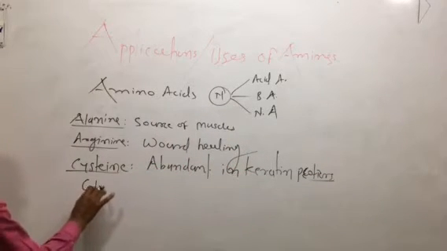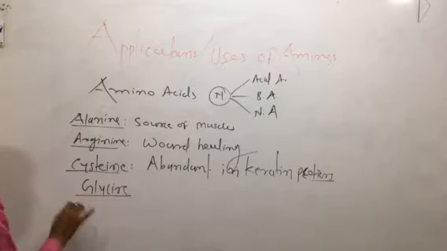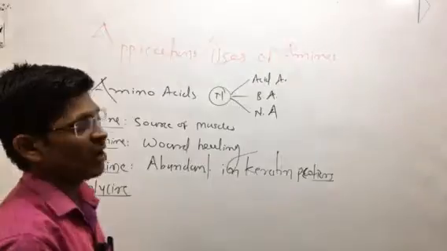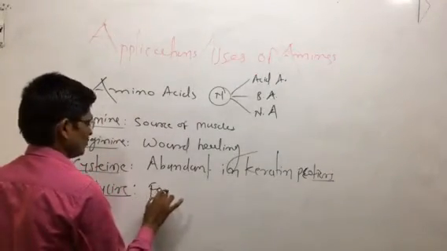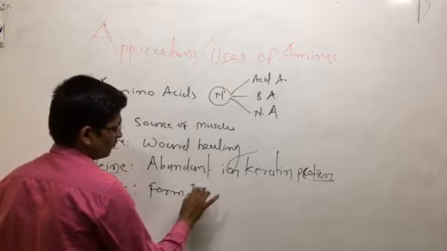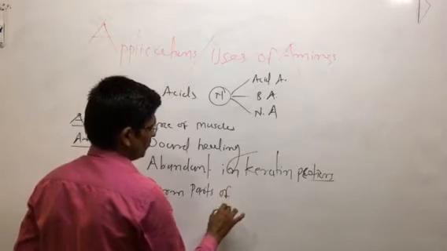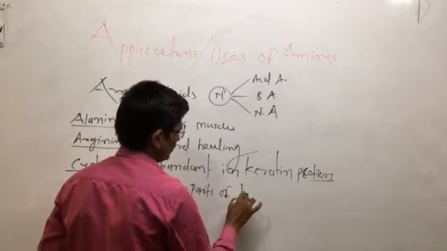This is glycine. What is the application or use of this amino acid? Glycine forms part of hemoglobin.